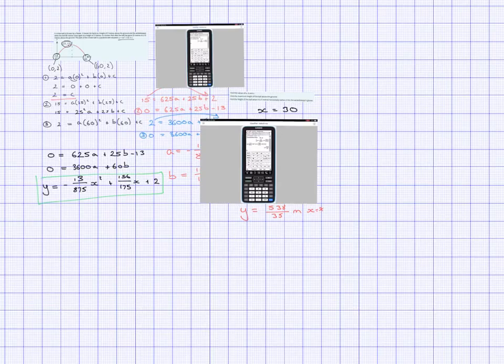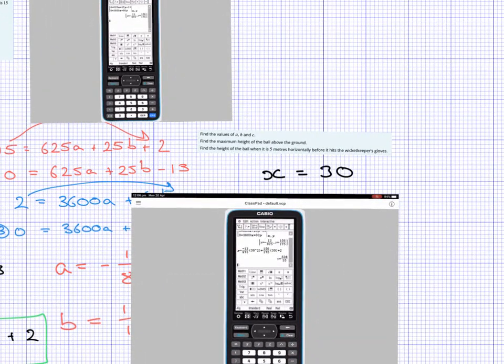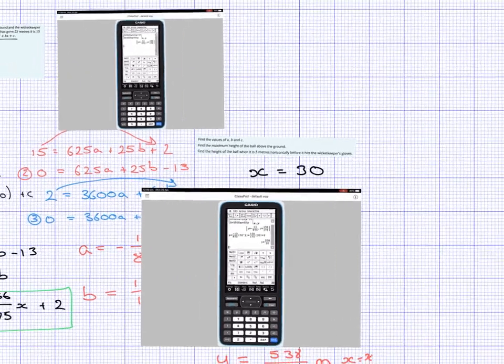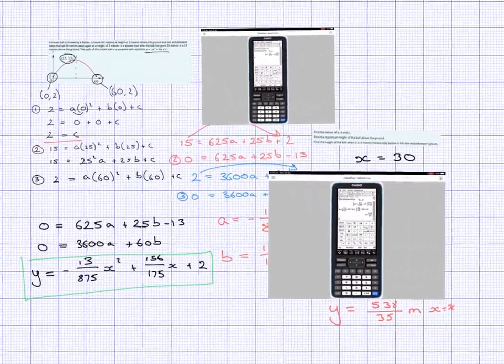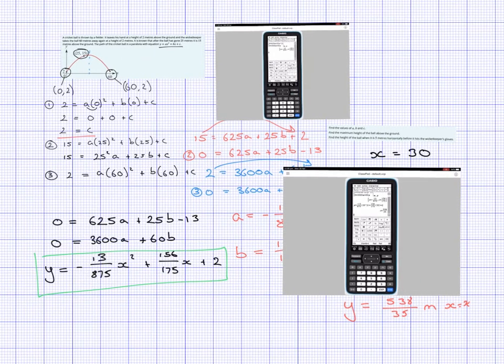All right, so on to part number 3, which was to find the height of the ball when it is 5 meters horizontally before it hits the wicket keeper's gloves. Just to get your head around that, it says to find the height of the ball when it's 5 meters horizontally before it hits the wicket keeper's gloves. So here are the wicket keeper's gloves at 60. 5 meters horizontally before that would be at 55, and then it wants you to find the height when it's at 55 meters.